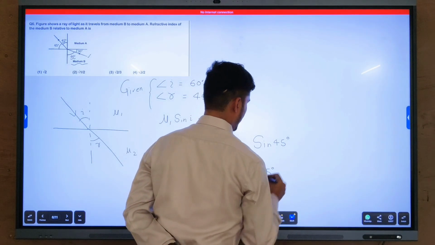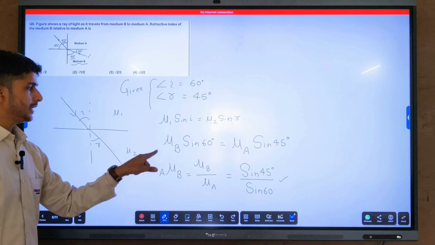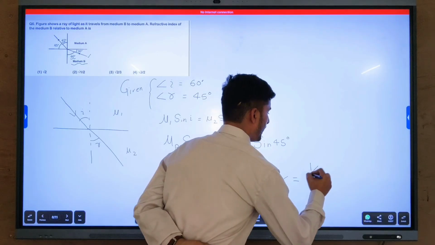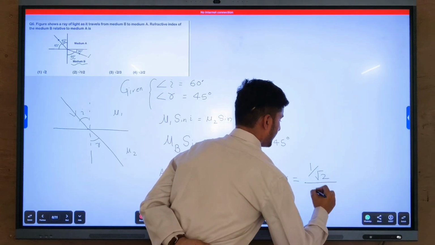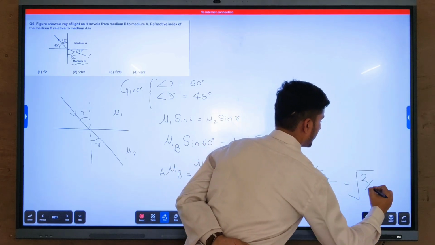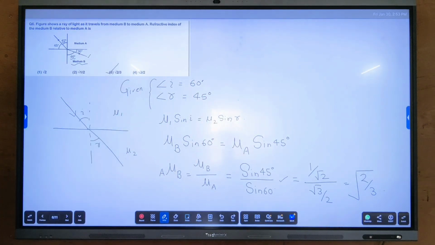From this equation you can find this mu B upon mu A. You take mu A on this side and sin 60 on this side. So sin 45 is 1 by root 2 and sin 60 is root 3 divided by 2. When we solve, you get root 2 divided by 3. So your answer will be option number 3.